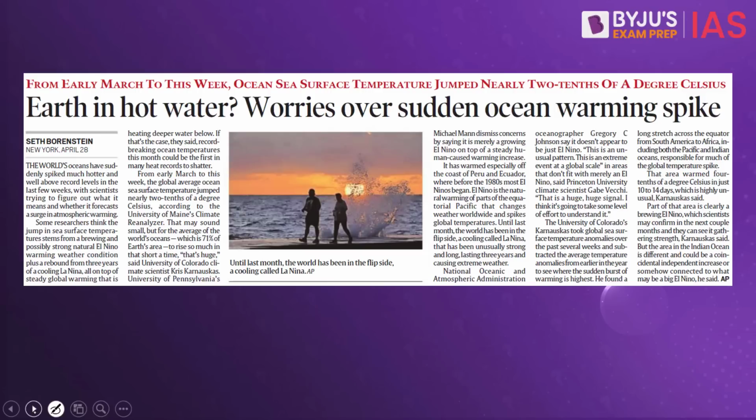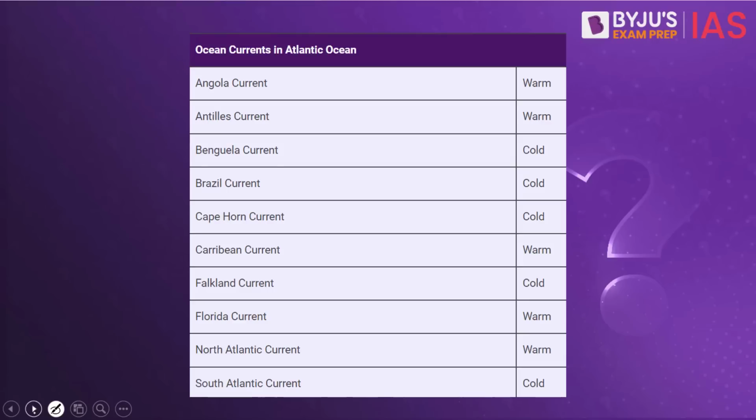Because this article speaks about the temperature increase on the oceanic front, warm waters as well, and at the same time, when there is warm water, it obviously moves throughout the world because of the oceanic currents. So when it comes to the oceanic currents, we know that we have the cold current. We also have the warm current. This question is in specific reference to the Atlantic Ocean. In the Atlantic Ocean, the Angola current is warm, Antilles current is warm, then the Caribbean current is warm, Florida current and North Atlantic current are the warm currents.